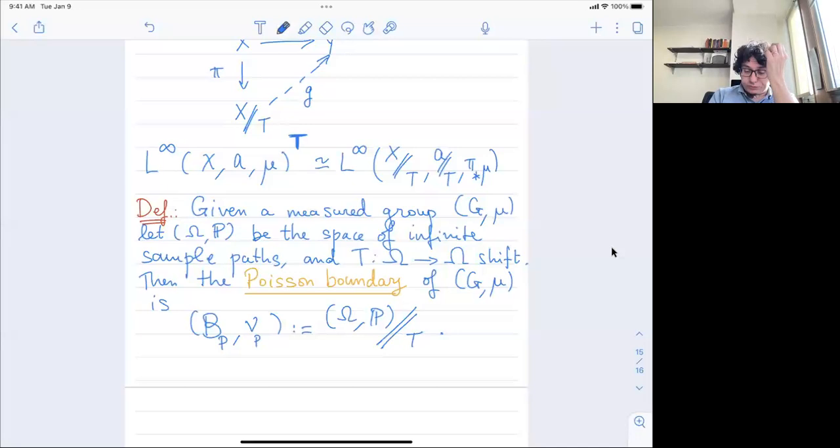And so basically, what we do is we take all infinite sample paths and we want to identify them if two of them coincide after a time shift, but this quotient would not be a Lebesgue space. So we have to pick the finest partition, which is still much coarser than this one, that guarantees that this quotient indeed is Lebesgue. And this construction exists in other parts of dynamics, and is called the theory of the space of ergodic components.